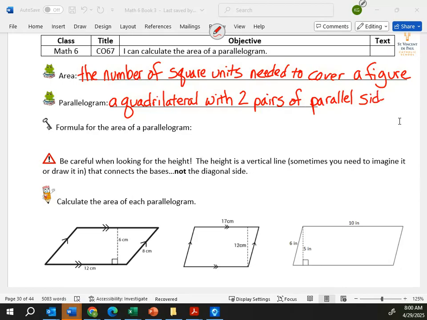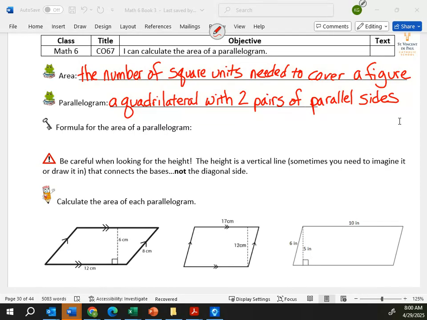Who can tell me what parallel means? Adeline. Not the same, that's congruent. Not symmetrical. Emma? They're never going to touch. So they're going to go straight, but they're never going to touch.